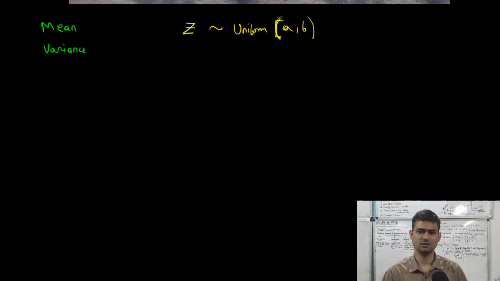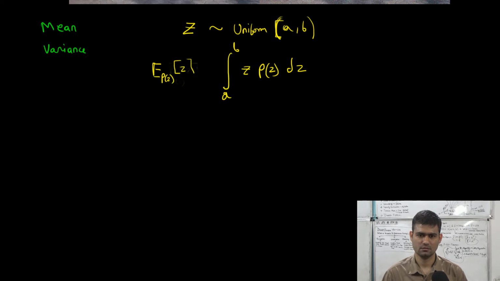So in that case, the mean of the variable z is computed as integral a to b of z times p of z, where p of z is the probability density function of z. The expected value of z following the distribution p of z is this. So the expected value of z is simply a plus b over 2.